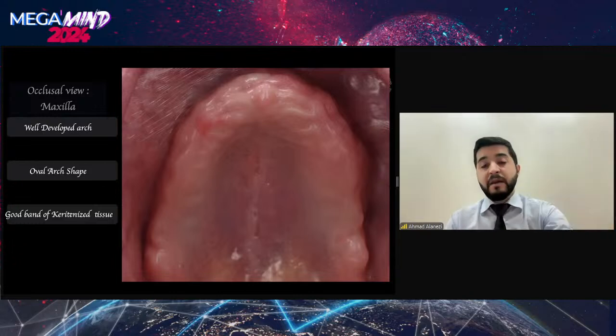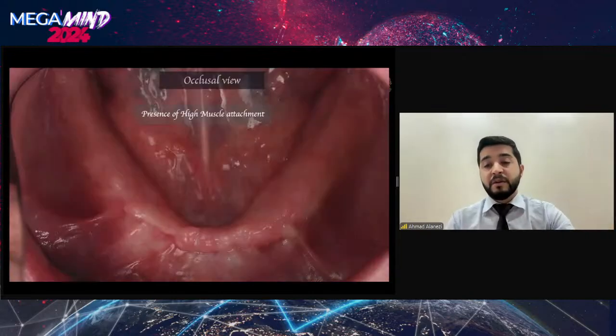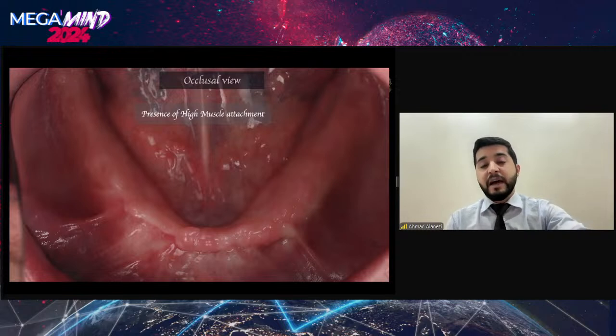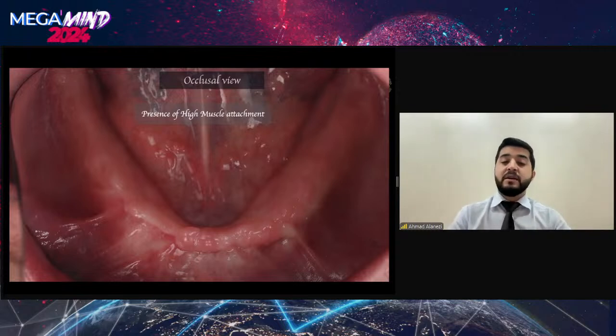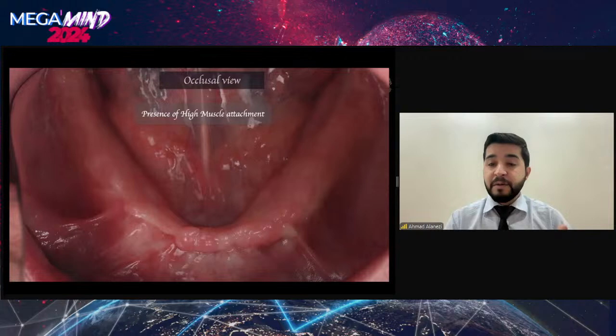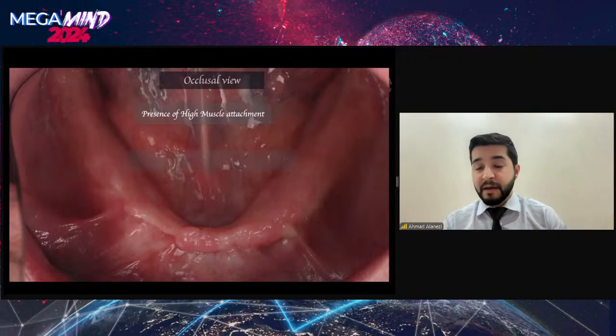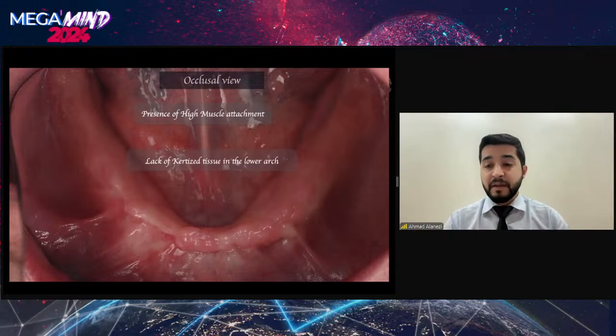However, if you pay attention to the anterior aspect of the lower arch, you find that there is a lack of keratinized tissue, especially on the buccal aspect. And this is especially important because if you are planning for a flapless approach, you might not want to do it in this case. You want to open a flap and then place your implant and then cover it up, so as to not lose this band of keratinized tissue.